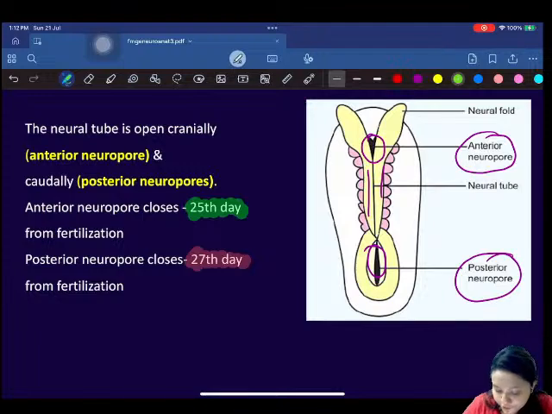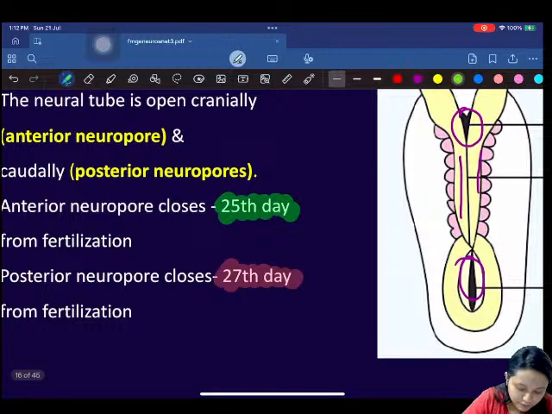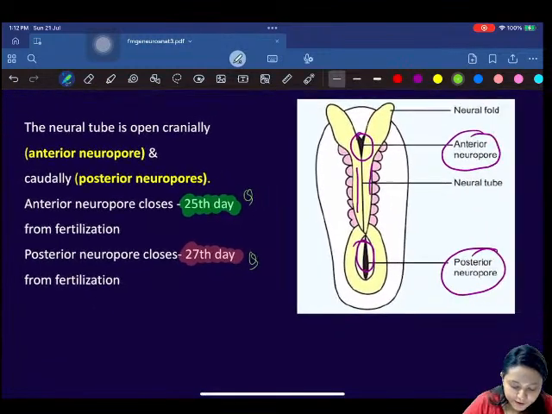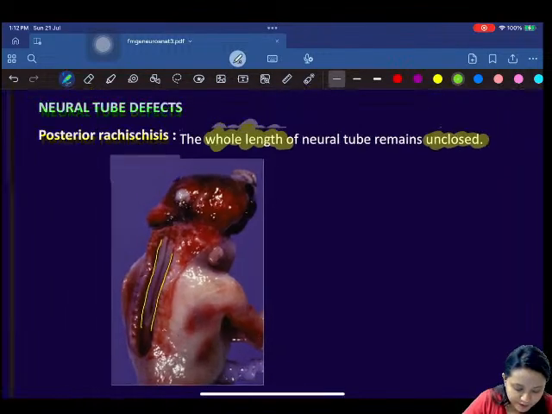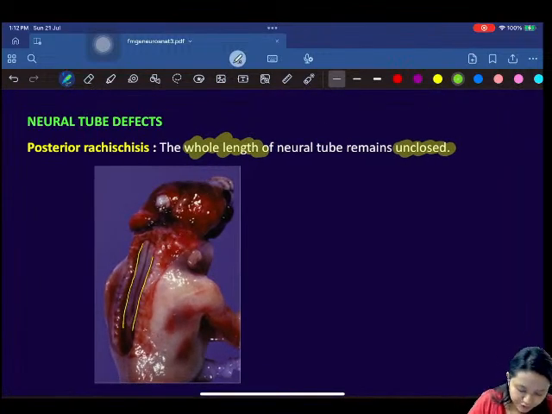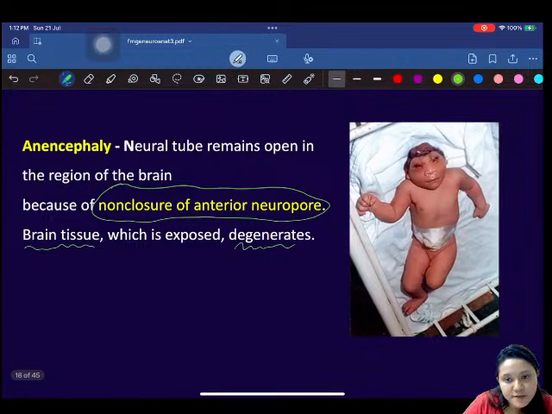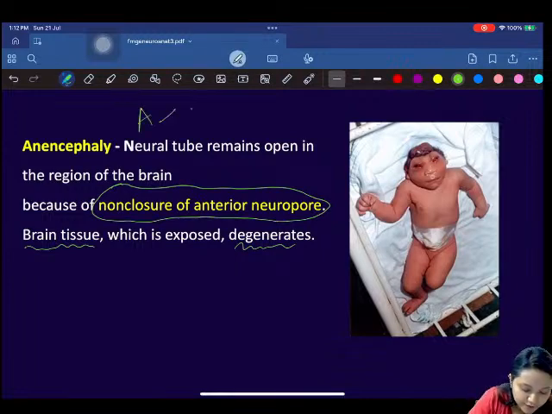You know that there is anterior neuropore and posterior neuropore, and they might ask you a question on this also. The date is 25th day, and this is the 27th day. And rachischisis, you know that the whole length of the neural tube is unclosed. You will see the whole length. Rachischisis is also repeated, craniorachischisis or posterior rachischisis. Anencephaly is asked every time in FMGE, so you know that it is non-closure of the anterior neuropore. Always try to remember AA: A for anencephaly and A for anterior neuropore.